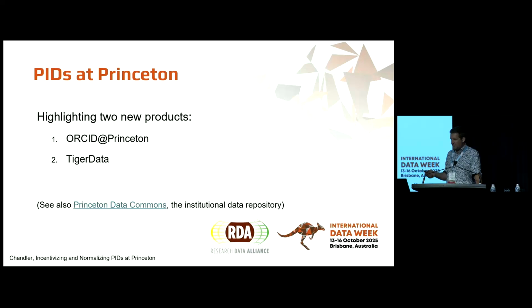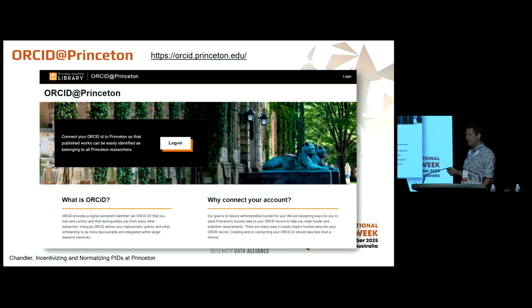In this session, on Matt's behalf, I'm going to be highlighting two new products in which PIDs are key: ORCID at Princeton and Tiger Data. So ORCID at Princeton is almost self-explanatory. I think it's a standalone web application designed to encourage Princeton researchers to embrace ORCID IDs and establish the university as a trusted organization for ORCID accounts.